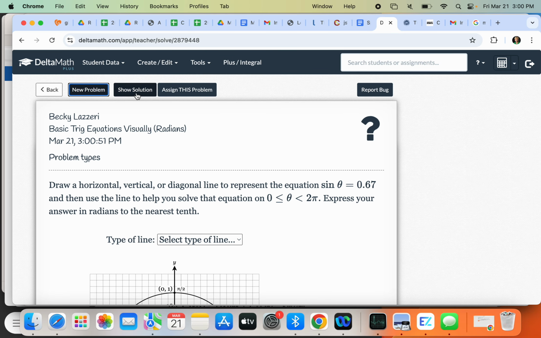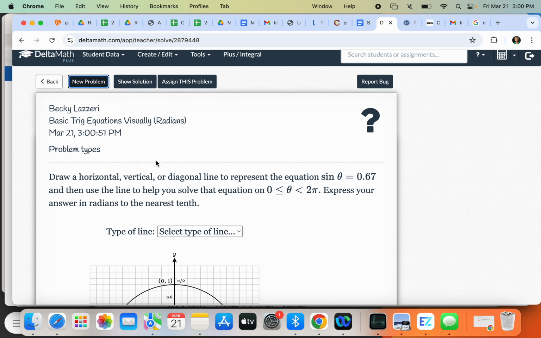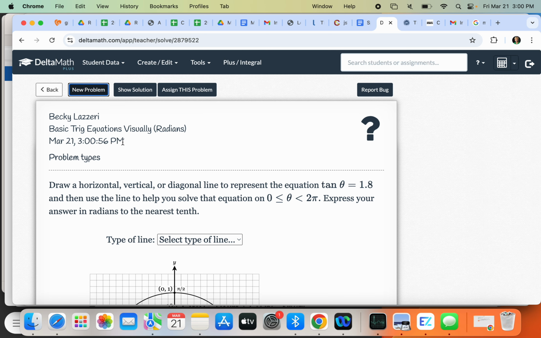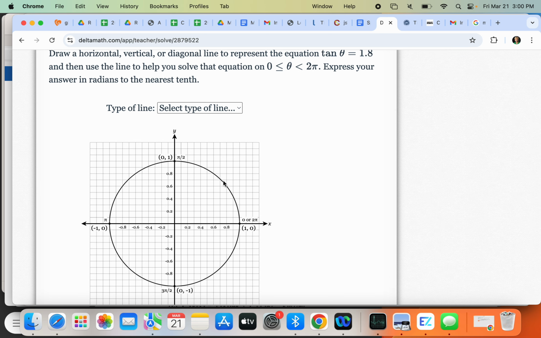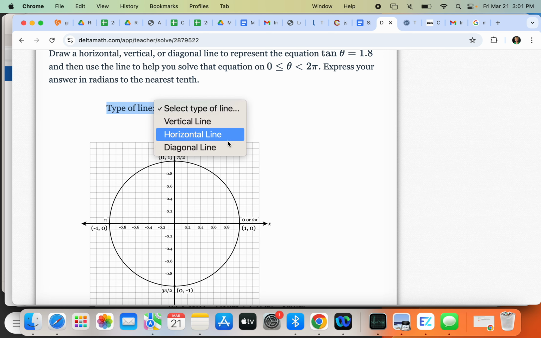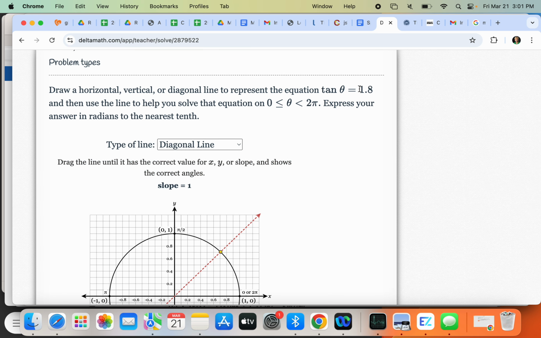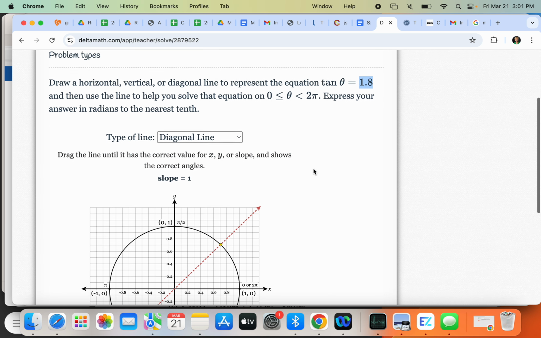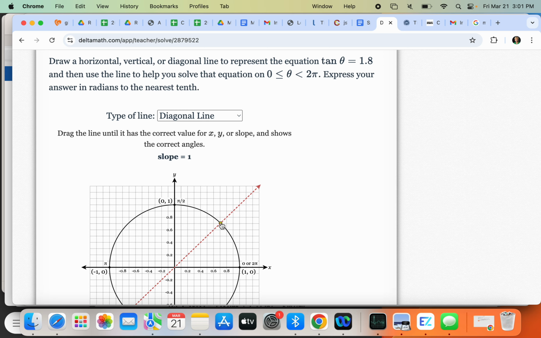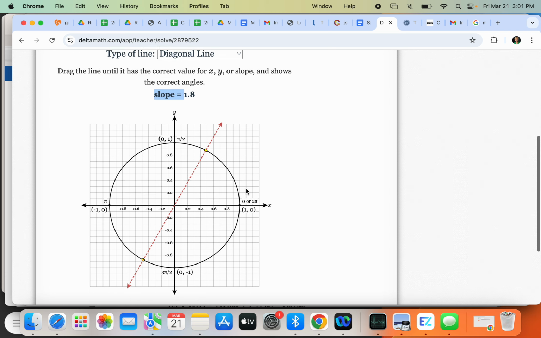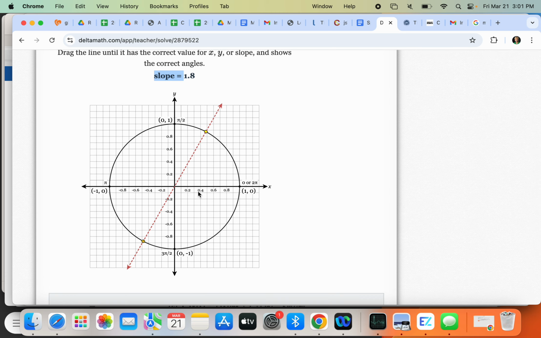So let's do a new problem. Let's find a different one. Let's do tangent. All right, tangent is positive here and here, first and third. So I need to pick the diagonal line. And with tangent, you want to keep going till you see the number switch to 1.8. You don't get to see it on sine and cosine. You just have to estimate. But I can actually watch this number until I hit 1.8. All right, so I want to figure out this angle and this angle.